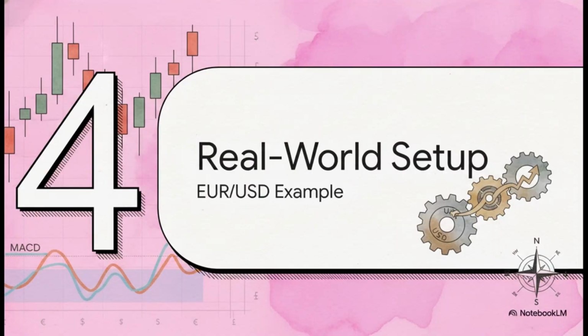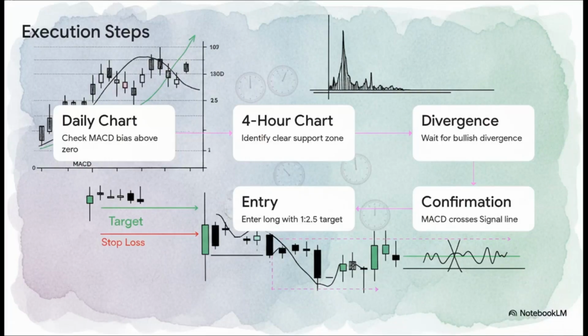All right, let's put it all together. The Euro-USD setup. Let's bring all this theory straight into reality by walking through one master setup. Here's how a disciplined trader does it. Step 1. Check the daily chart. MACD is above 0, so our bias is purely bullish. No selling today. Step 2. Drop to the 4-hour chart. Mark a clear support zone. Step 3. We wait. Eventually, price touches that support, and beautifully, a bullish divergence forms.